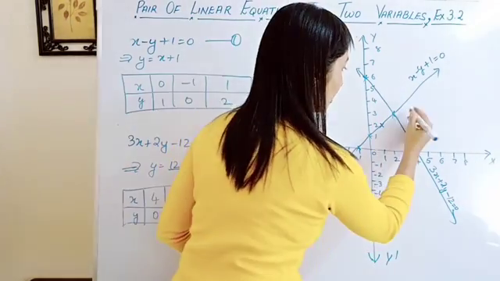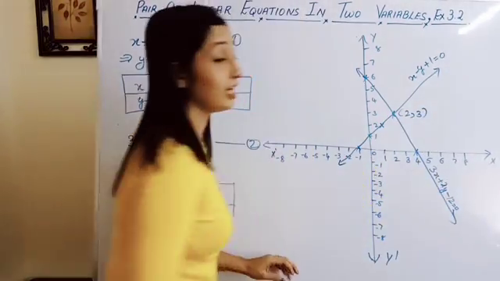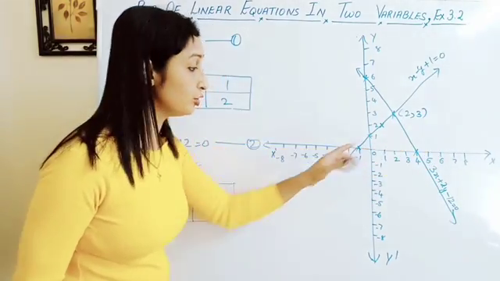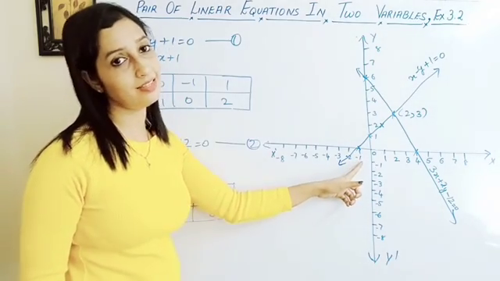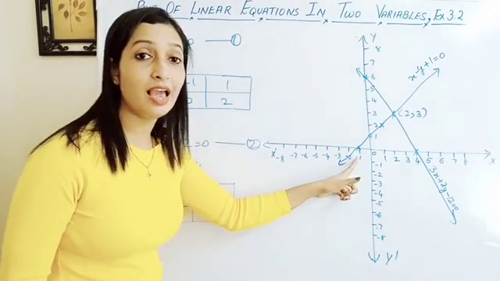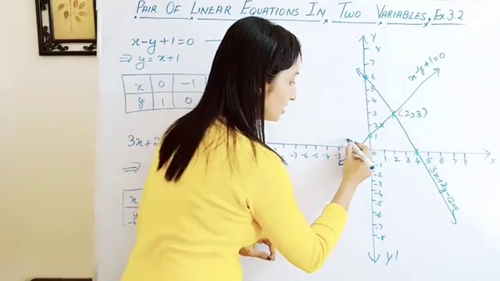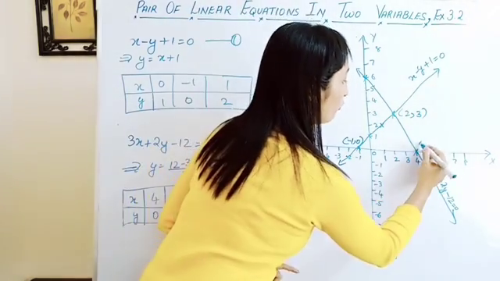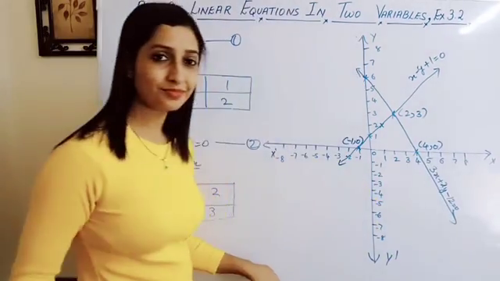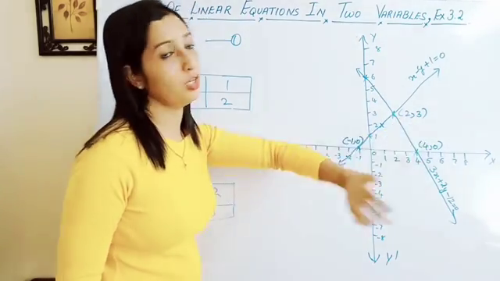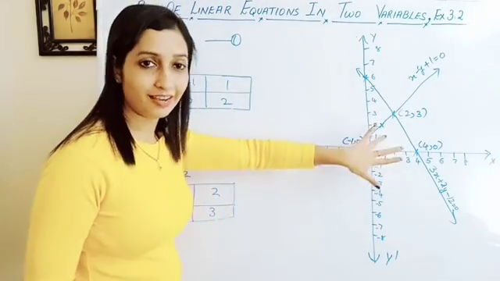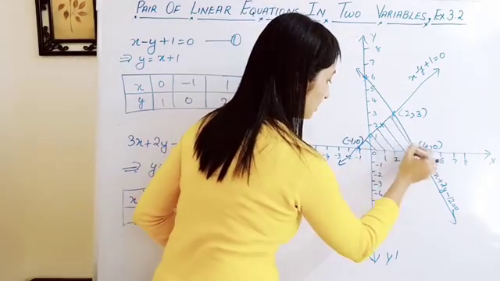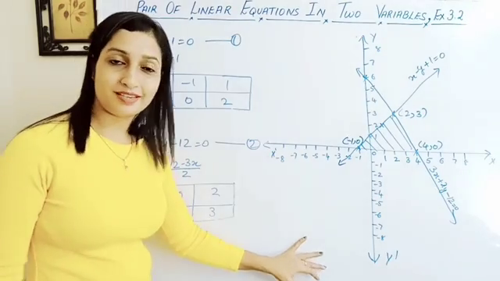Now where do these two lines intersect? It intersects at 2, 3. And your question was to shade the triangular part and to find the coordinates of the vertices of the triangle with the x-axis. So here at the x-axis, this point is 4, 0 and this point is 2, 3. So now you have got the triangle. Now they have asked to shade the triangular part, which we are shading like this. So this was our answer.